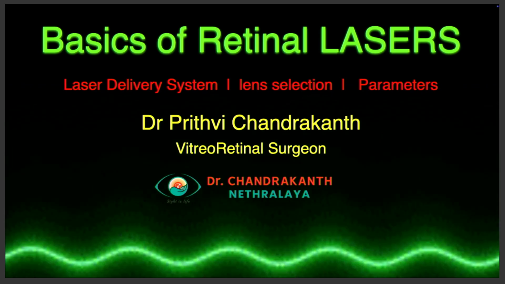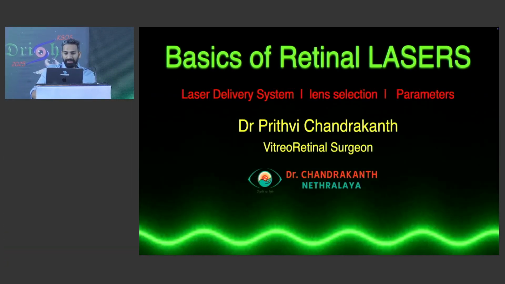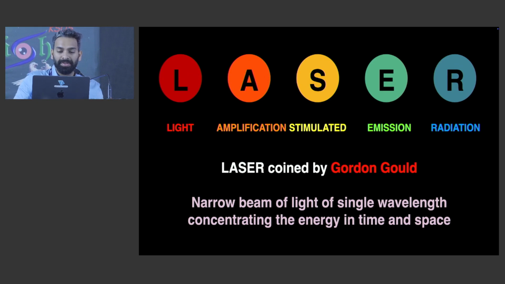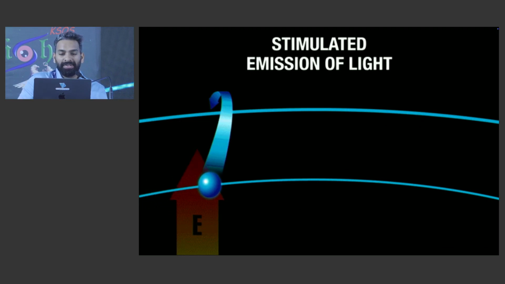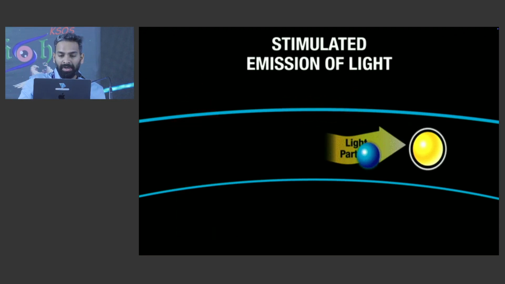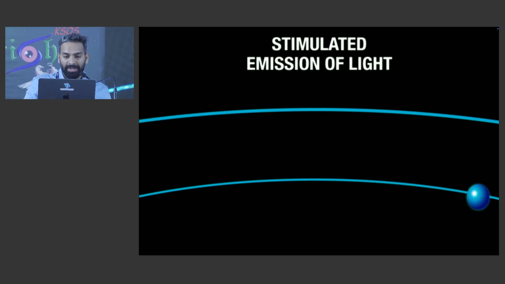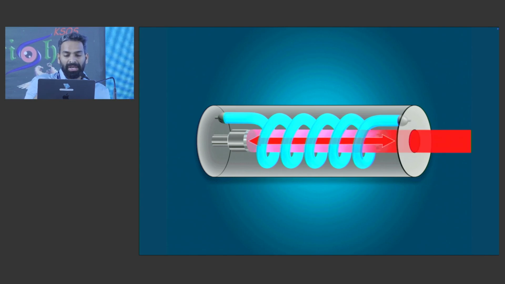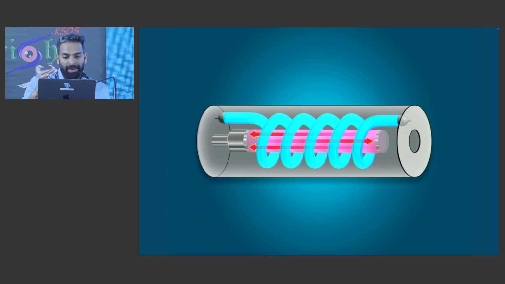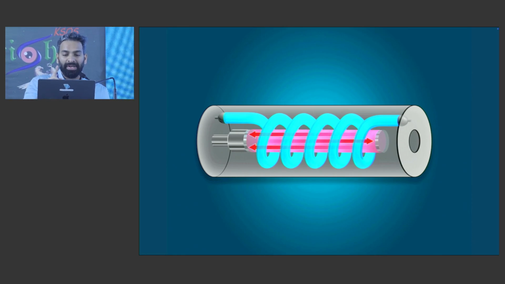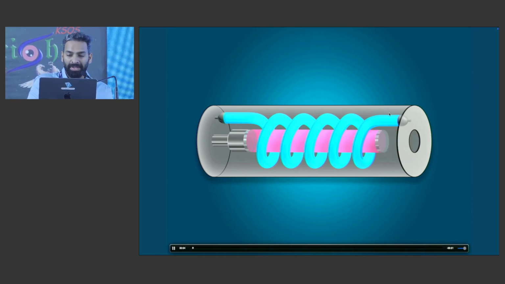Good morning, everybody. So I'll be talking about the basics of retinal lasers. Basically, what is laser? Light Amplification by Stimulated Emission of Radiation. This term was coined by Gordon Gould. What is happening here is an electron gets stimulated, and when it emits the energy, a light particle occurs. This light particle goes through a box-like chamber which has mirrors, gets reflected, and then comes out through one place, and that is laser.